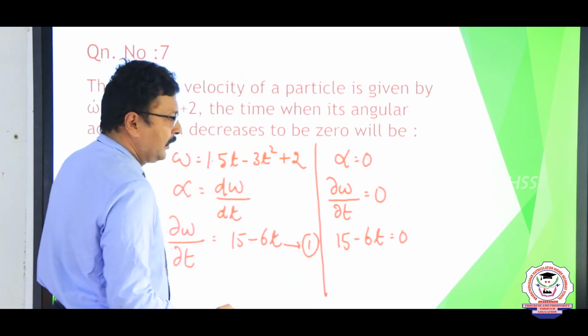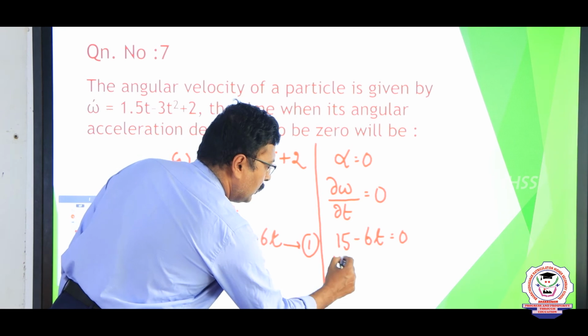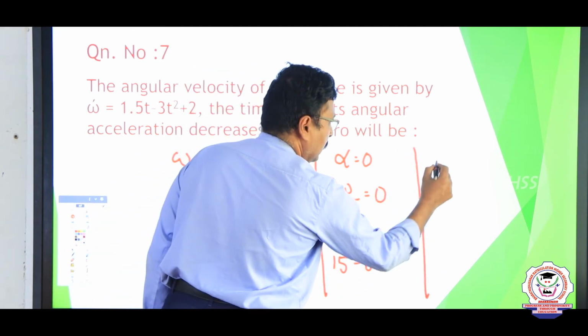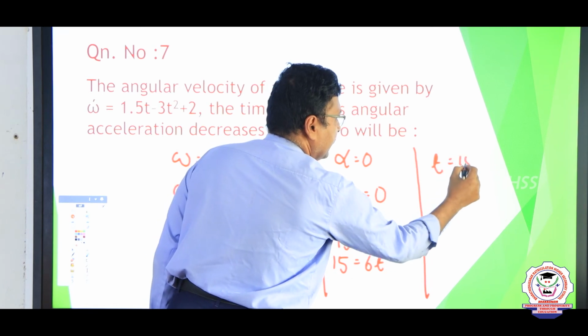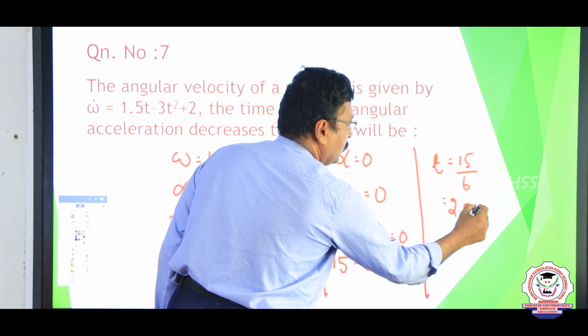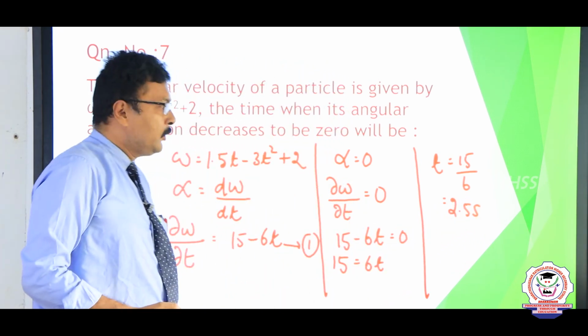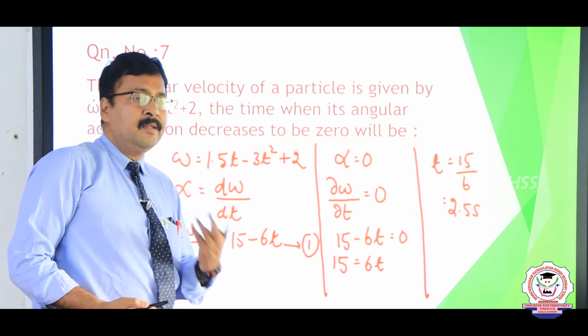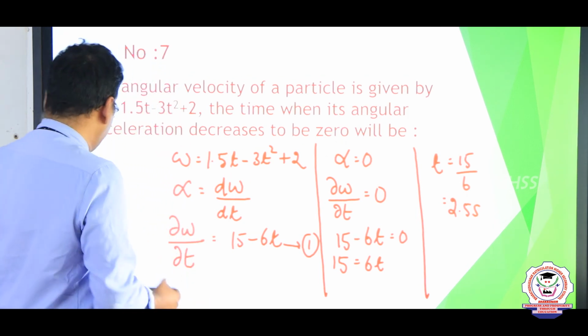Minus 60 is equal to 0, or 15 is equal to 60, or t is equal to 15 by 6, that is equal to 2.5 seconds. This you should not take more than 10 or 20 seconds. As you understand the concept clearly and apply it to the problem, then the solution becomes very easy. Next problem we will see.